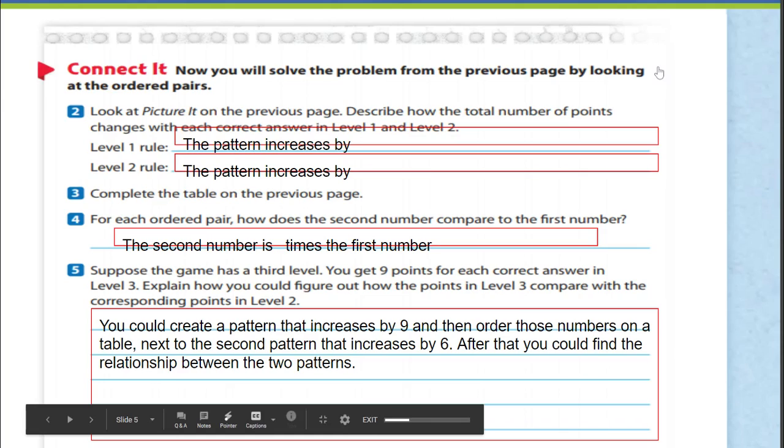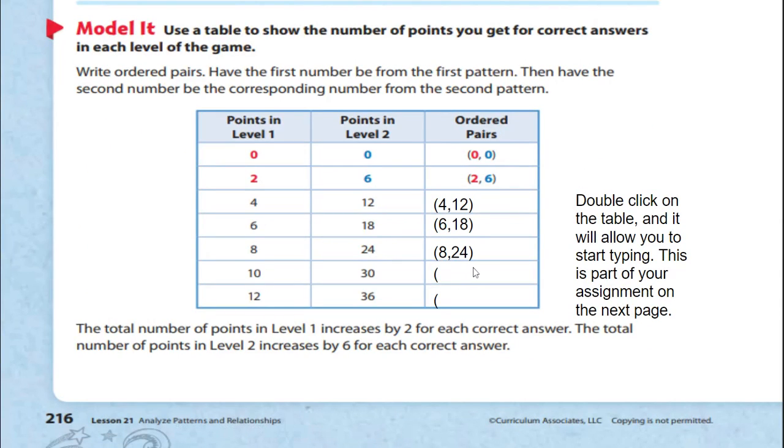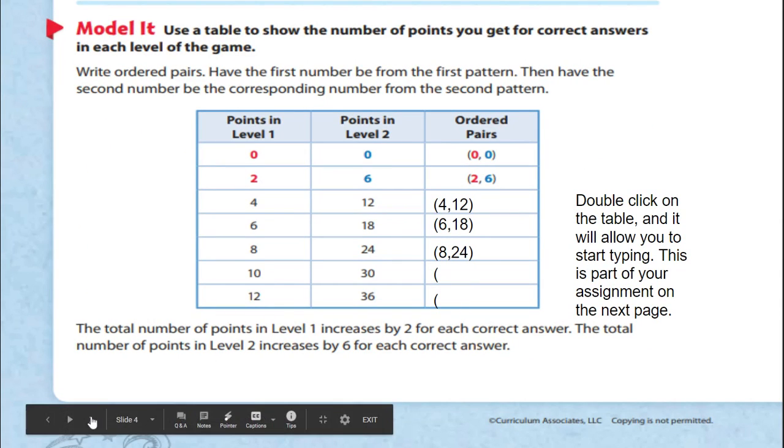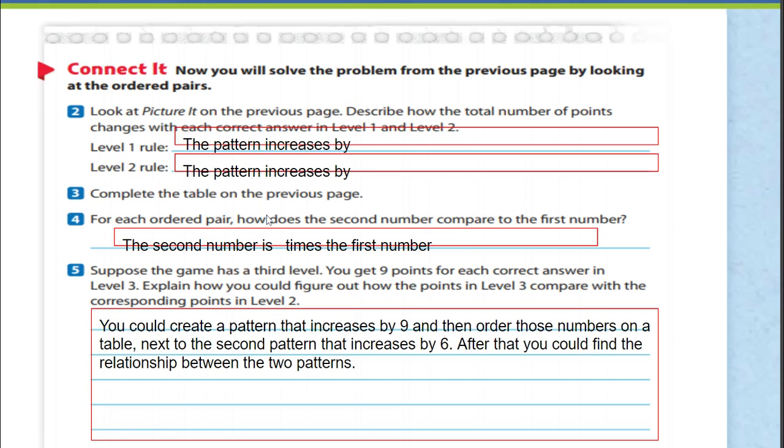All right, so for number 3, it says complete the table on the previous page, which again, I started that table for you, and then I want you to do the last 2 on the table. So make sure that you do that. And then for number 4, for each ordered pair, how does the second number compare to the first number? So the second number is how many times the first number that I want you to figure out.